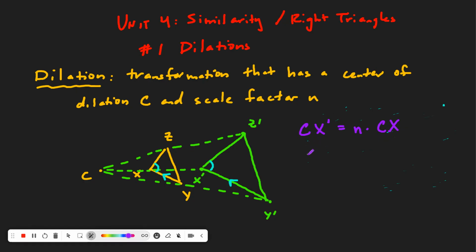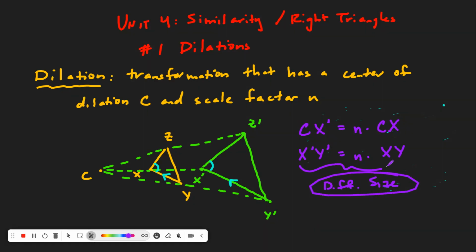Now, I can also do it for the side lengths. If I want to find the length of x prime, y prime, the new side length, I take the scale factor and multiply it by the old original side length, xy. These two ideas mean that your figures will be different sizes.